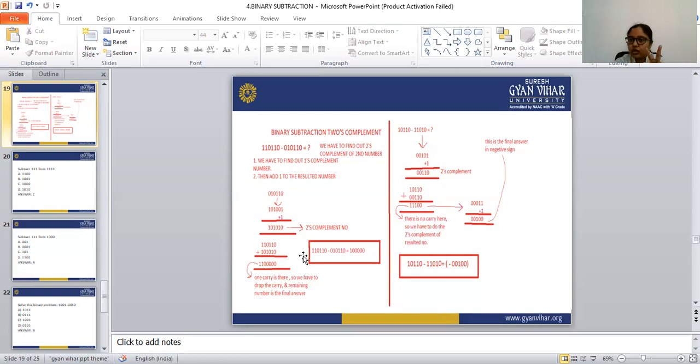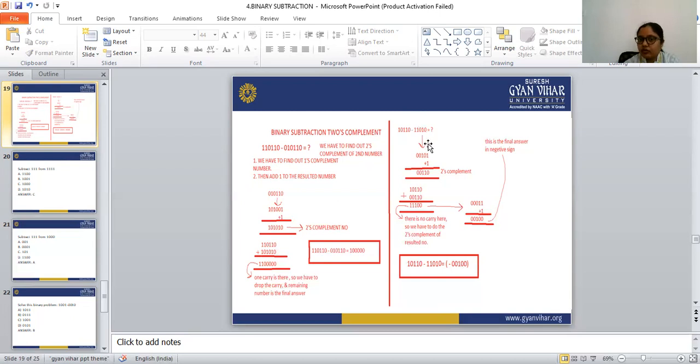Whereas in the 2's complement method, what is the procedure? We simply drop the extra digit and the remaining number is our correct answer. Okay, so this is the method. Look at this second example: 10110 minus 11010. First we have to find the 2's complement of the second number.